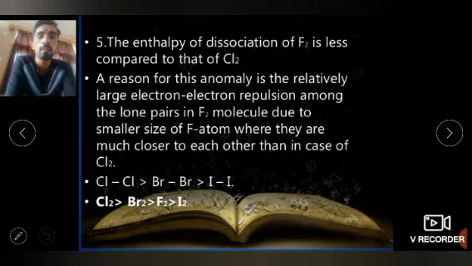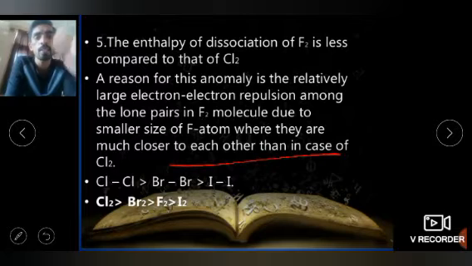The fifth property is the enthalpy of dissociation. Enthalpy of dissociation means the amount of heat required for bond dissociation. F2 has a lower bond dissociation enthalpy than chlorine. The reason for this anomaly is the relatively large electron repulsion among the lone pairs of fluorine molecules, due to the smaller size of the F atom, where they are much closer to each other than in chlorine. So chlorine is greater than bromine, which is greater than iodine, and fluorine is the smallest.